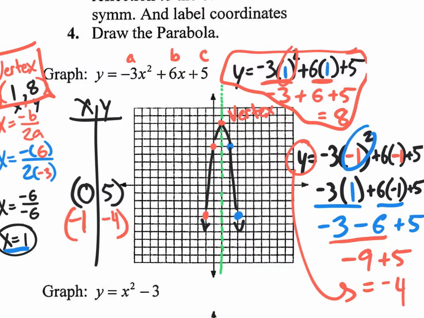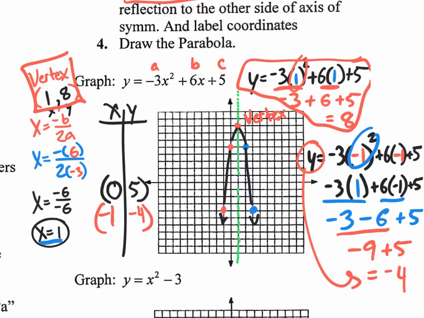So once again, first step was to find the vertex. How do you find the vertex? You use the formula x equals negative b over 2a. You're going to get the x value. How do you find the y value? You plug it back into your equation over here. Do the math using PEMDAS. You get the y value of 8, so your vertex is 1, 8. You graph the vertex 1, 8. You draw your axis of symmetry.